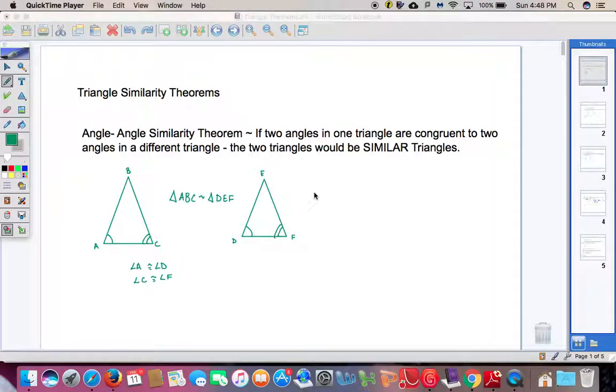Welcome. Today we're going to talk about some triangle similarity theorems. The first three theorems simply help us identify if two triangles are similar or not.